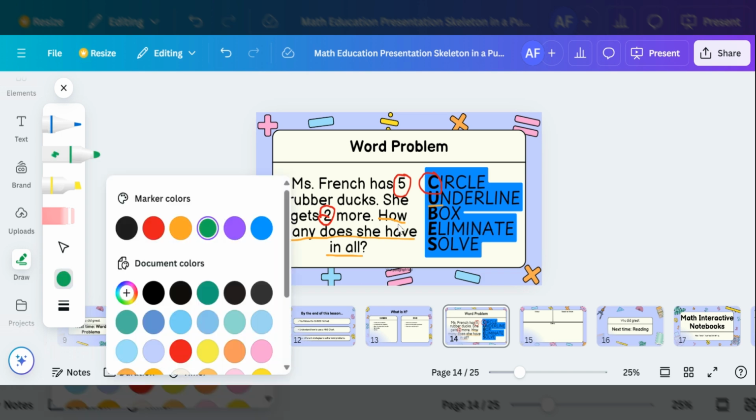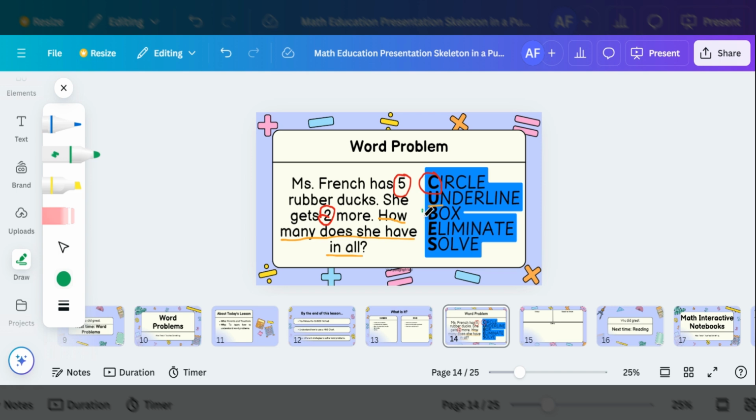The next step is to box important words. This is where it can get a little tricky because sometimes the words don't always mean one thing. Sometimes when we see the word more, it might mean adding, it might mean subtracting. So when you introduce this to the students, you've got to let them know that the words can sometimes mean different things. You've got to really look at what's happening in the word problem.